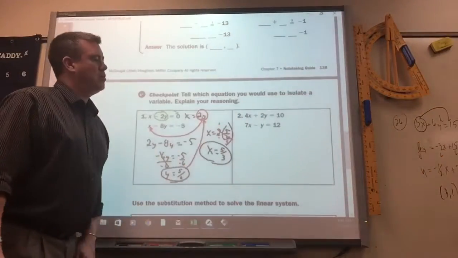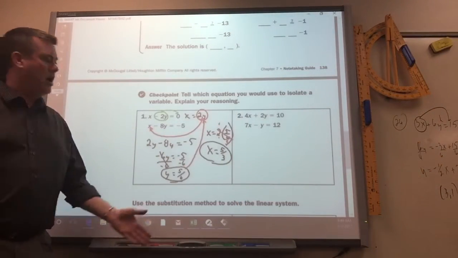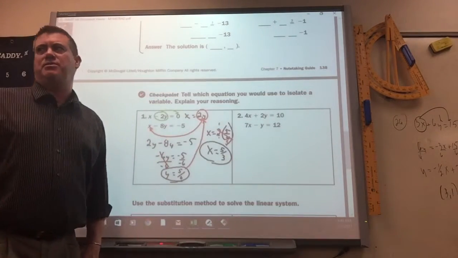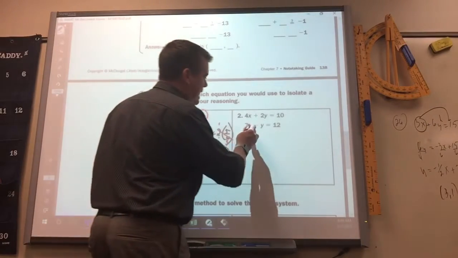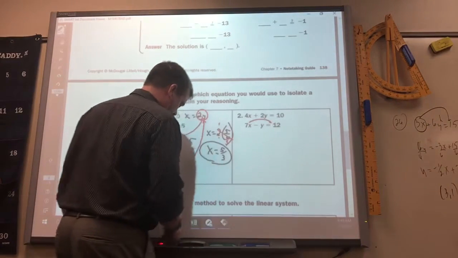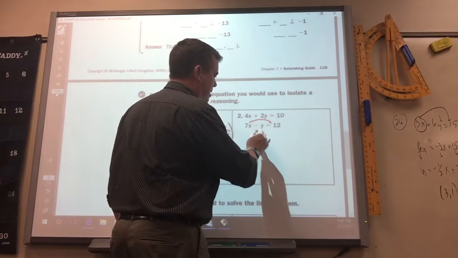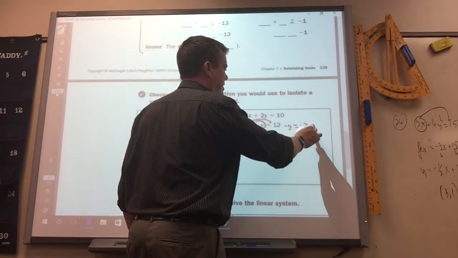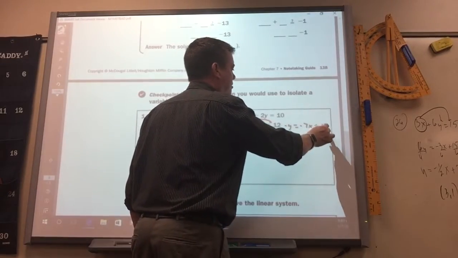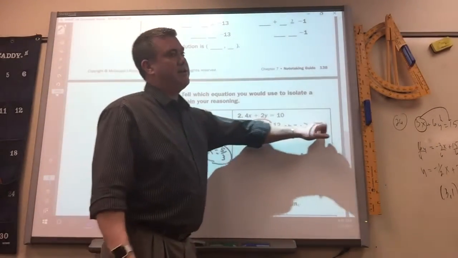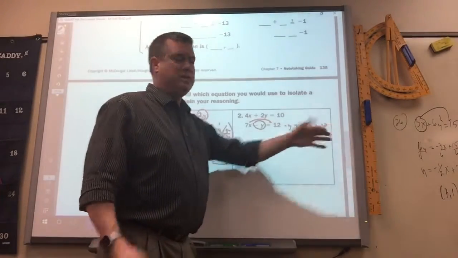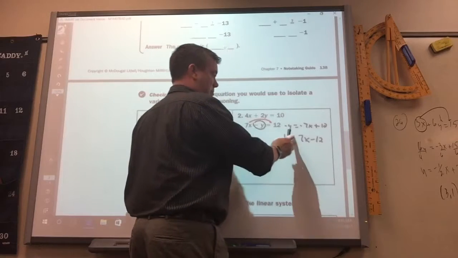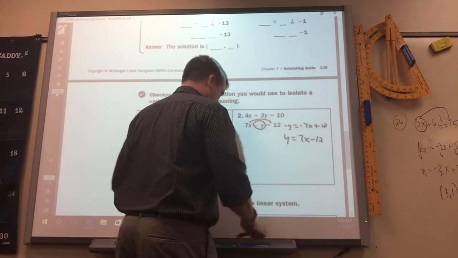Here, which letter would you want to get by itself? The y. You always want to choose something that doesn't have a constant in front. It's just going to save you time. So what I'd have to do is move this over here. Now remember, that's going to stay negative y. This changes to negative 7x, and that's just a positive 12. So you still have a negative, which means you got to change all the signs. Okay, change the sign, change the sign, change the sign.